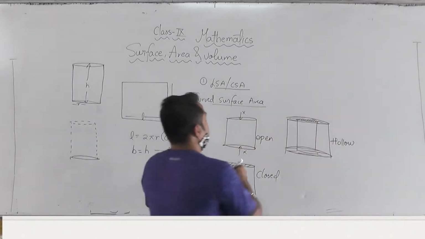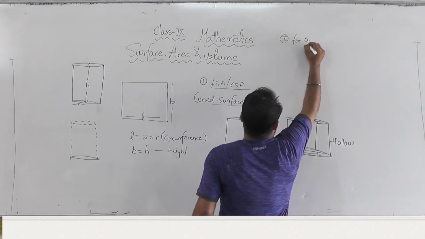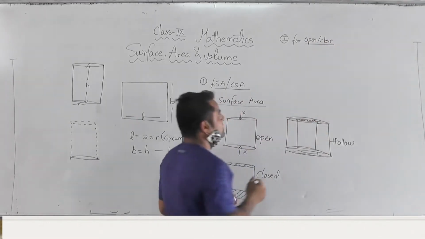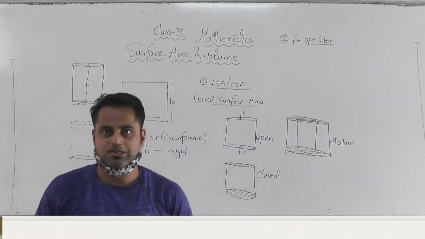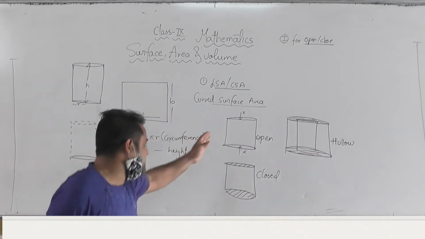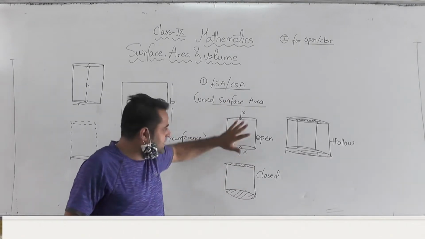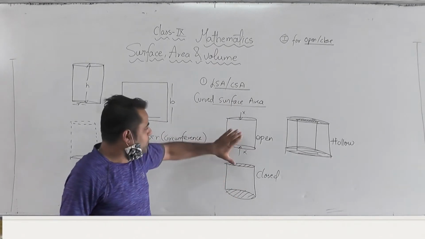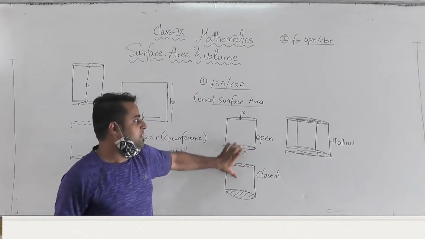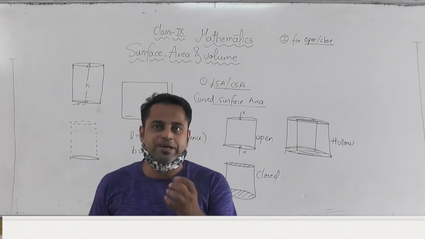As per the requirement of these cylinders, we have different surface areas for all three. First I am writing for the open and closed cylinder. Since we are not counting the top and bottom, as I told you before, whether they are there or not, the open and closed cylinder have the same CSA. Now see how to find that CSA.